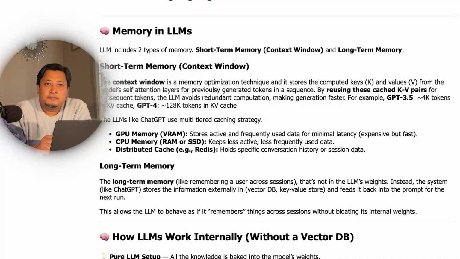Distributed cache is common in most systems, and the main purpose of this is to store conversation history or user session data. So this is the last layer.